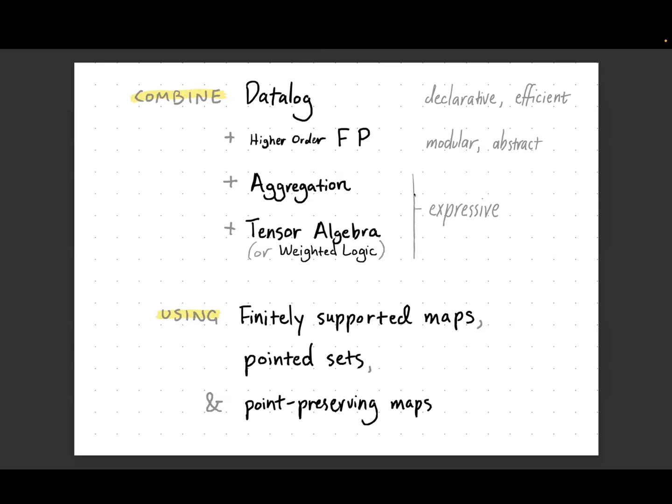And along the way, it will turn out that the things we need to get those three things also give us tensor algebra. So it gives us a generalization from relational algebra, which is sort of over Booleans, to things like matrices and matrix multiplication over the reals or many other types. And the tools I'm going to use to do this are some simple mathematical ideas.